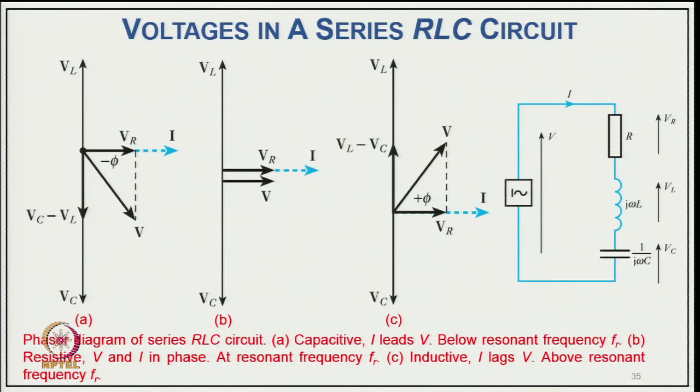So, looking here at the phasor diagrams of voltage in an RLC circuit, the phasor diagram of a series RLC circuit is capacitive when I leads, typically below the resonant frequency, because the circuit becomes capacitive. We already discussed how the circuit is capacitive in nature. So, in that case the current leads the voltage. At resonance, both voltage and current are in phase, because both reactances cancel each other out at the resonance frequency. Above the resonance frequency the circuit is inductive, and in that case the voltage leads the current, as you can see in the third case.